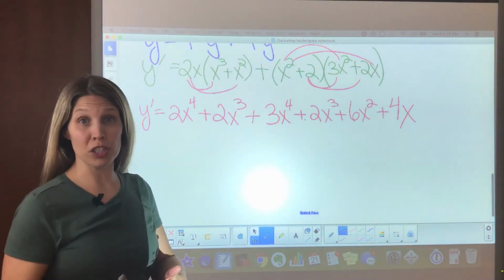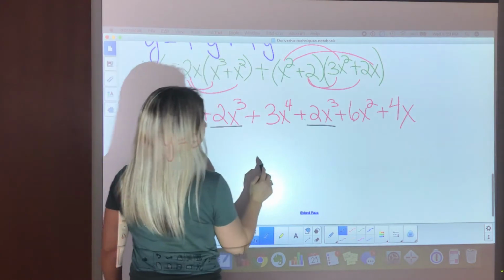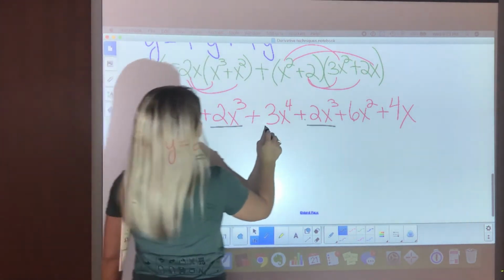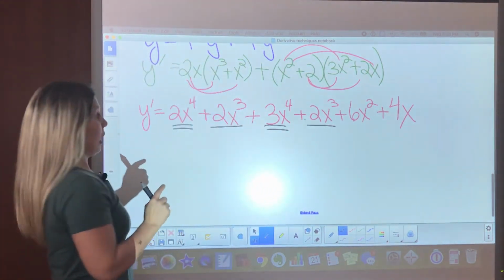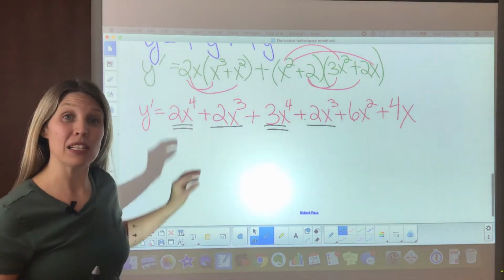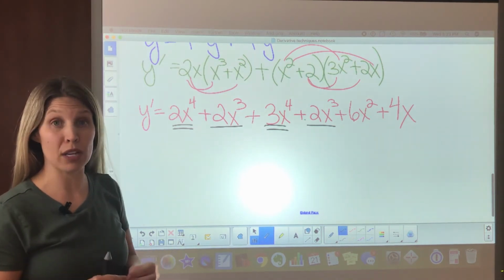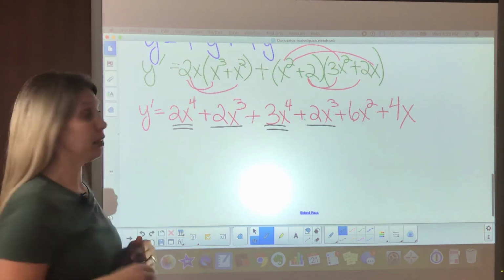This is where you can start to combine like terms. So I've got a cube here and a cube here. I have to the fourth here and to the fourth here. And that's basically all you can narrow down. But sometimes it's nice to put lines or different colors or circle the terms that go together to make it easier for you to see and recognize.